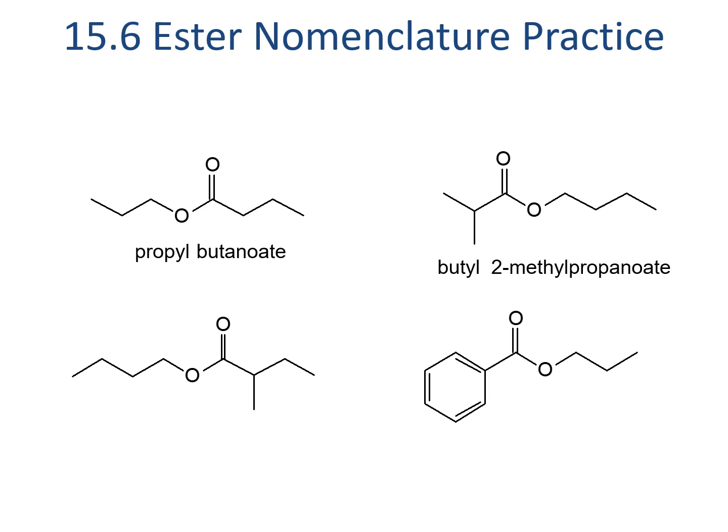The molecule on the bottom left is butyl 2-methyl butanoate. The butyl is on the left side and the 2-methyl butanoate is on the right. The final molecule is propyl benzoate. The carboxylate name, benzoate, is based on the name benzoic acid, one of the carboxylic acid names that we had to memorize.